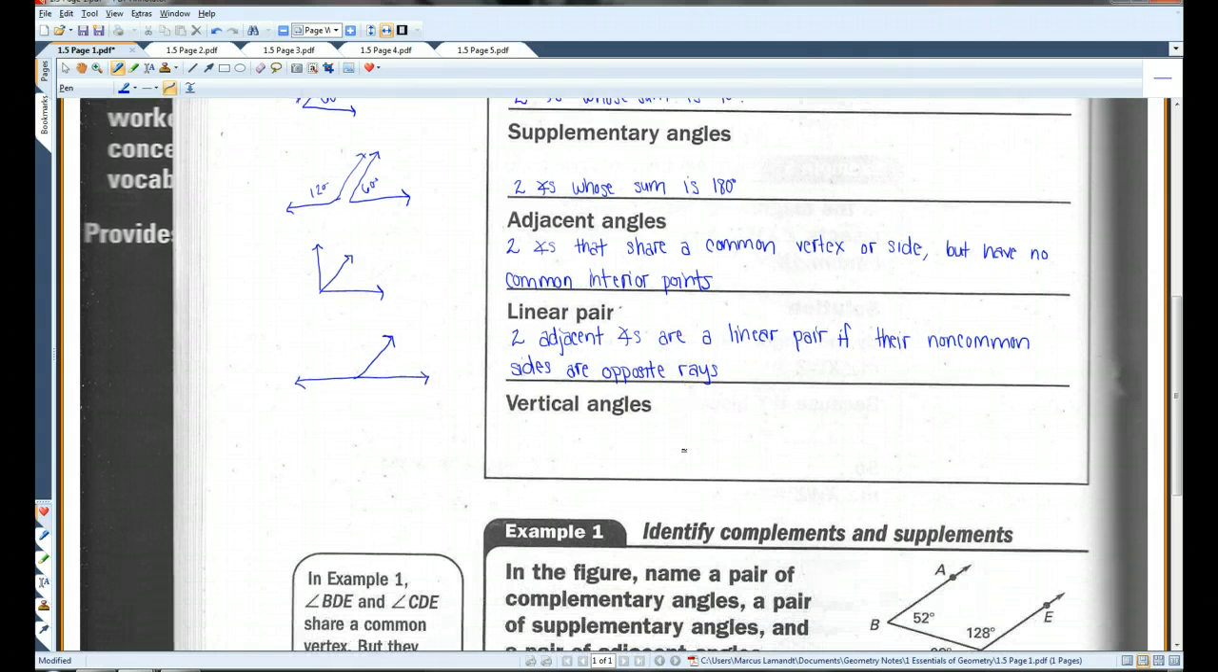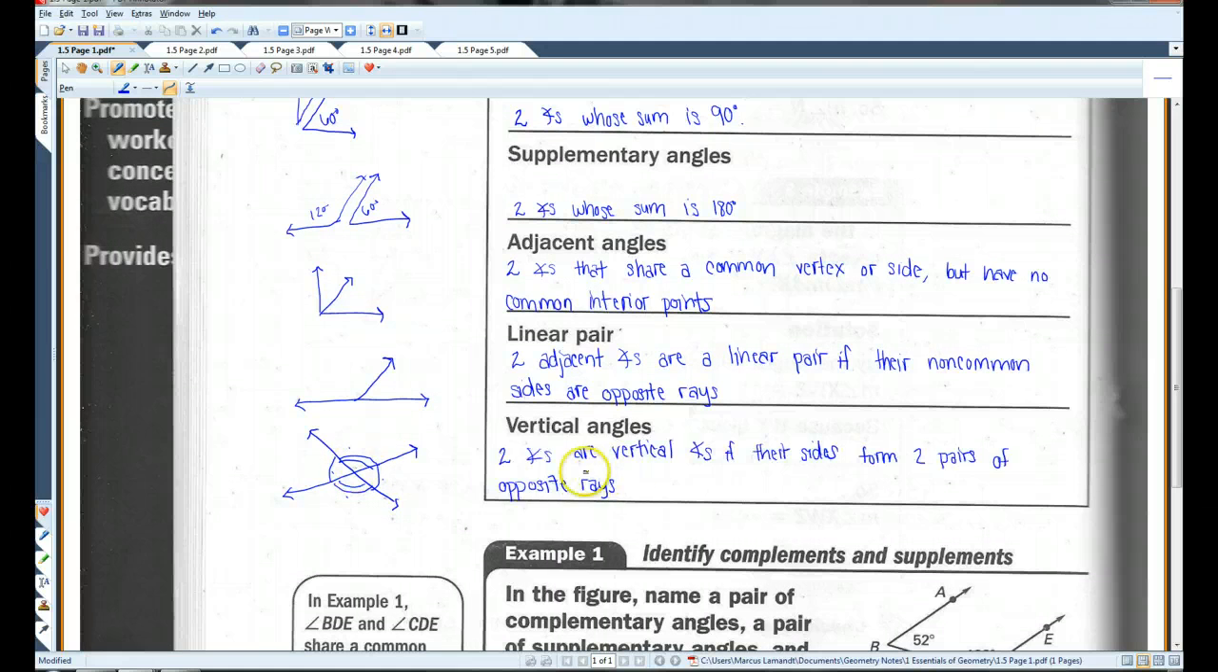Alright, vertical angles. These are two angles that look like this. They form kind of an X. This angle and this angle are vertical angles, and this angle and this angle are vertical angles. Notice that I used arcs to show this. That's because vertical angles are always going to be congruent. These two angles are congruent, and these two angles are congruent. Also interesting to note, these two sides make opposite rays, and these two sides make opposite rays.